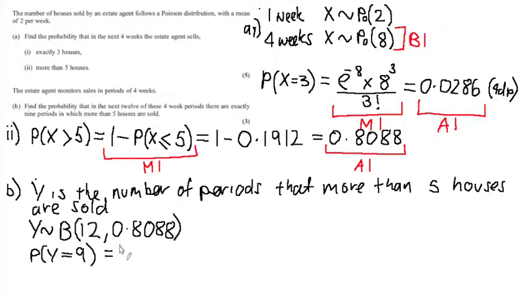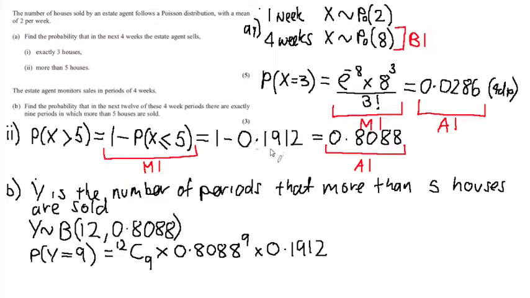So I've got nCr, so I've got 12 choose 9. This will calculate the number of different arrangements in which we could have 9 successful periods of time. Multiply it by the probability of success, which is 0.8088, to the power of the number of successes, which is 9, multiplied by the probability of a failure, which is 0.1912, which we calculated or read earlier from our Poisson table for the probability X is less than or equal to 5, and that's to the power of the number of failures, which is 3. So 9 plus 3 adds up to the 12 here.